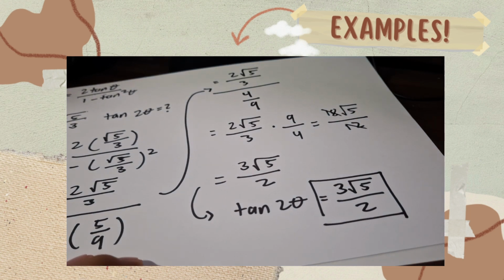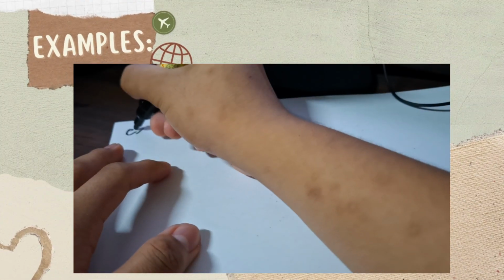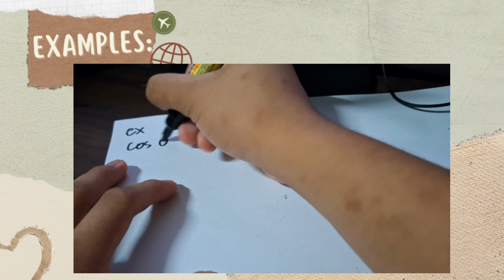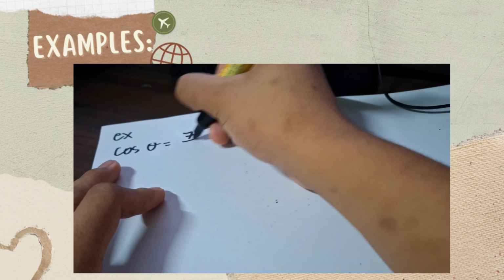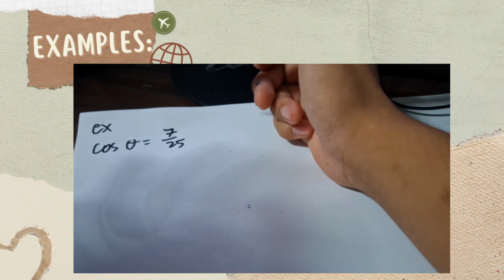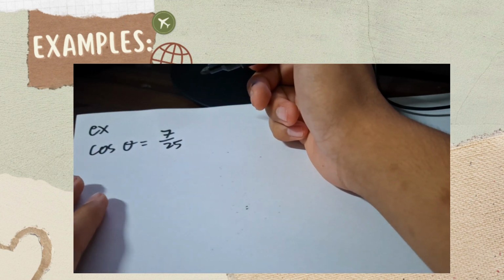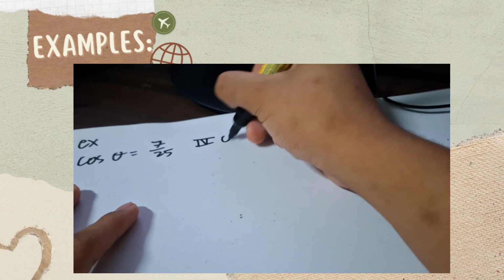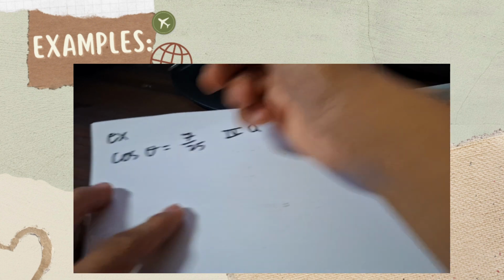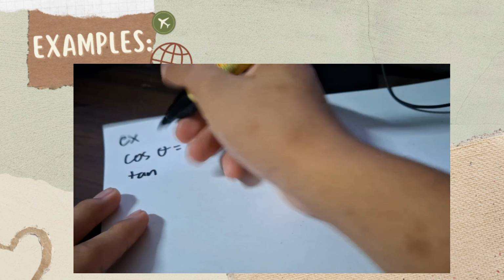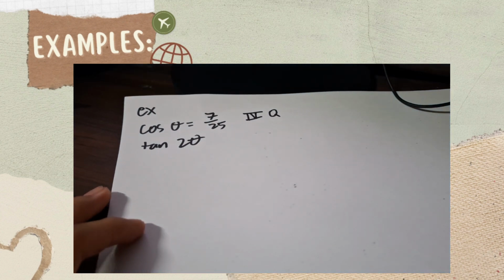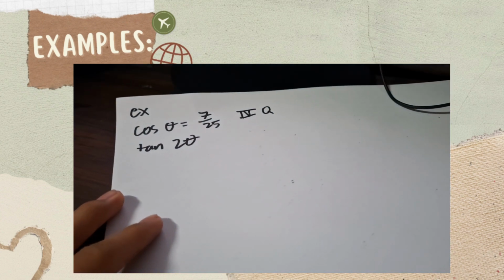See? Simple, right? For our next example, it will be a bit more difficult than the first one, since our given will be cosine theta equals 7 over 25, and the given is in the fourth quadrant. And we need to find tan 2 theta. Only one, since this one is a bit more difficult than the first one.